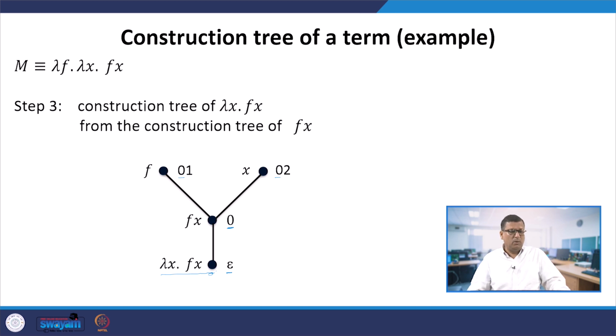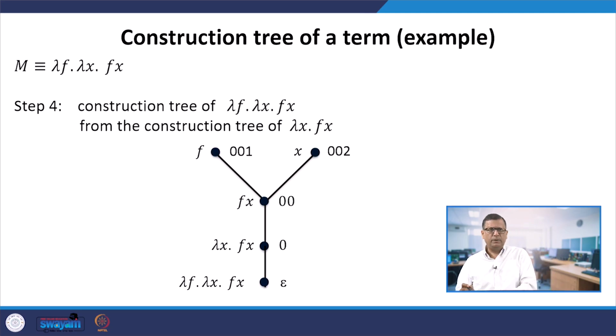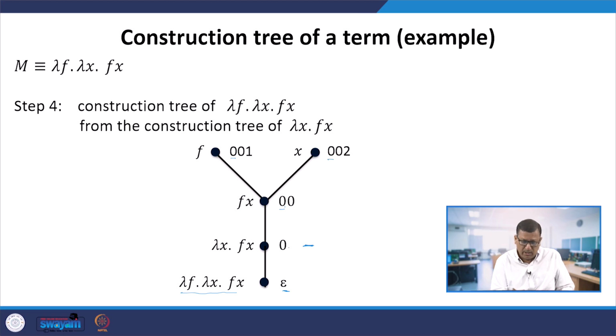Next we have to do lambda f dot lambda x dot fx. So we have to add one more such node here. Let us see how we get it. Up to this part we have seen how to construct the tree. Now we have added lambda f dot lambda x dot fx. This will be epsilon. Again 0 will be concatenated on the left end of each position label. So here this 0 is added, this 0 is added, this 0 is added. Now this is 0. So we have got this entire tree.